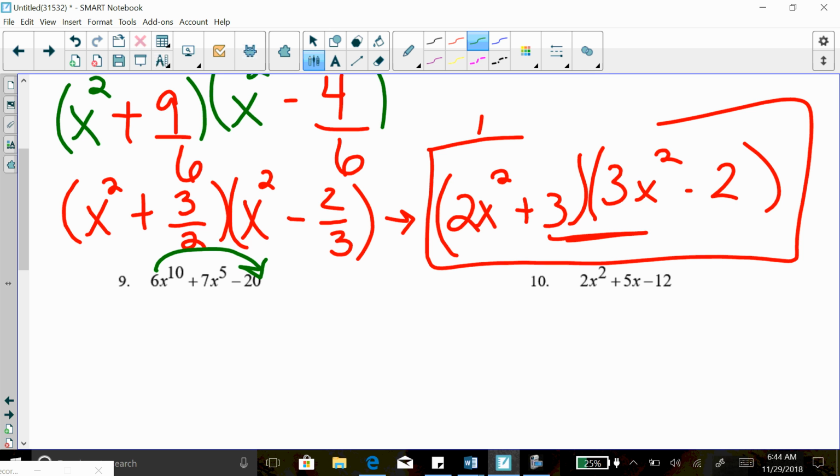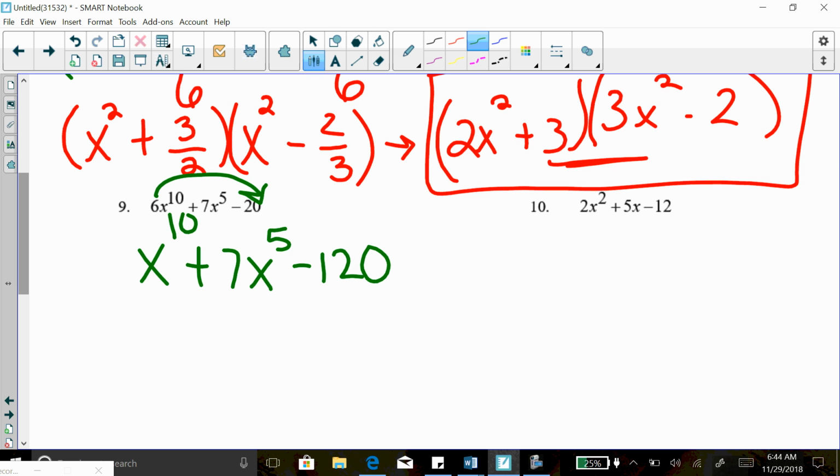Slide. So I get x to the 10th plus 7x to the 5th minus 120. Now 120, that's a big number, but you guys know how to do that. So we're looking for things that will add to 7, multiply to negative 120. And if you want to try this on your own, you can pause this video now and try to see if you can figure out the numbers by yourself.